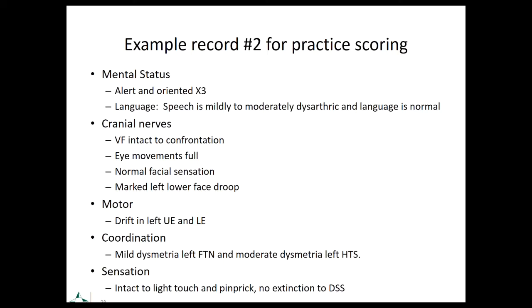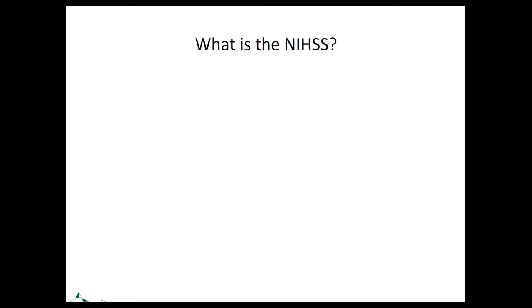So going item by item, we have a 1 for dysarthria. We have a face droop that was marked, so we're calling that a 3. He had drift in his left arm, which is a 1, drift in the left leg, which is a 1. He had ataxia in the left arm and leg, which will give him a score of 2. And his total NIH stroke scale is 8.